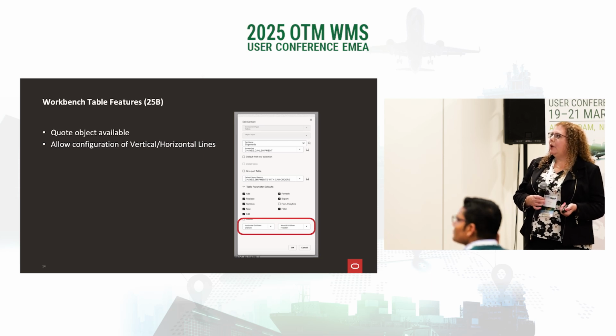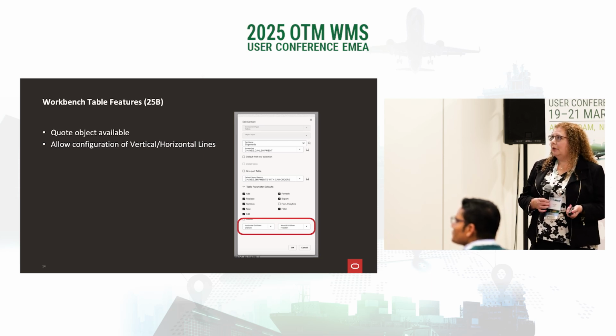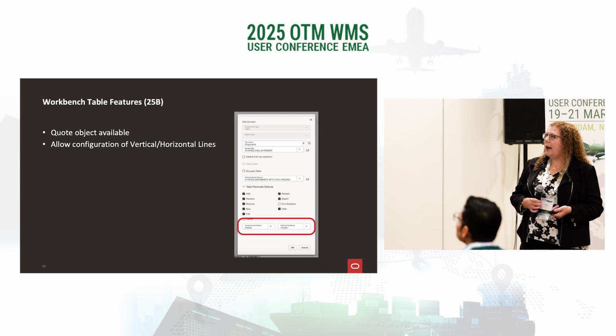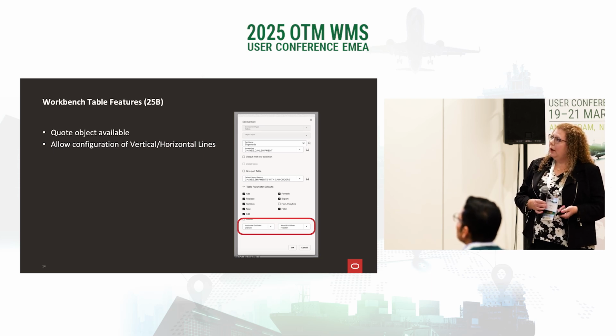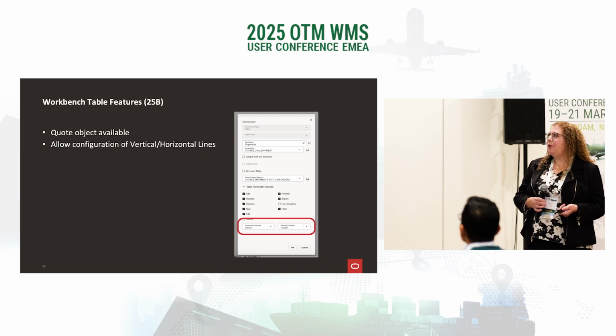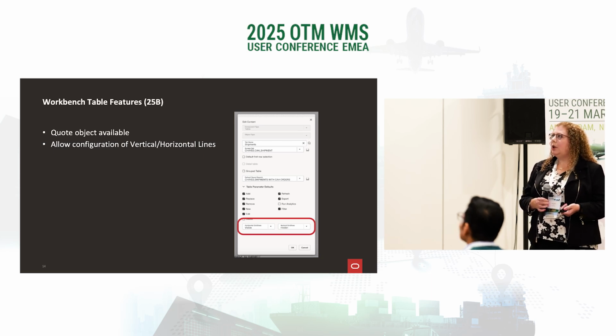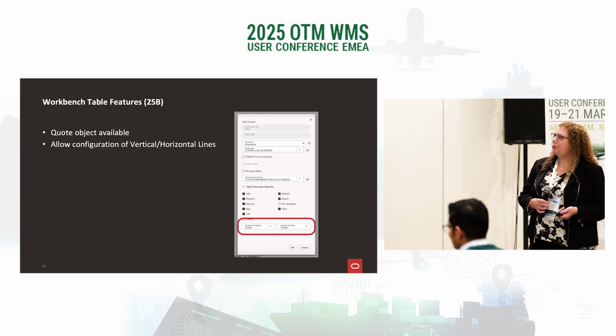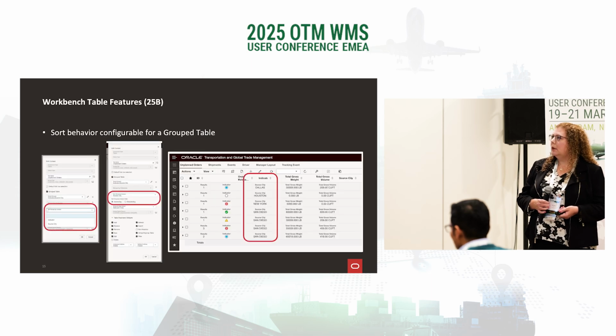And surprisingly enough, there are still objects that we are adding to the Workbench. So we've added the object of the quote, and then we've also added the ability to set default values for whether or not you want the vertical and horizontal lines to be present in the table. So you can control that in the table parameters or set the default when you're creating the table.